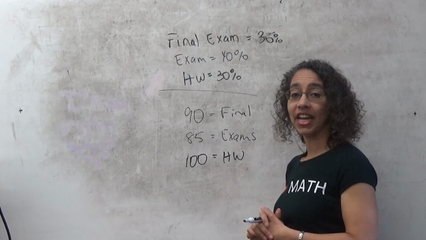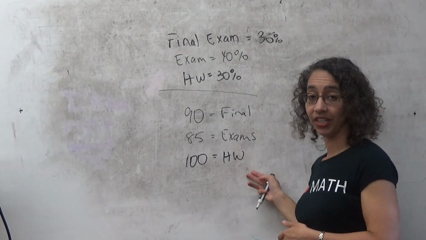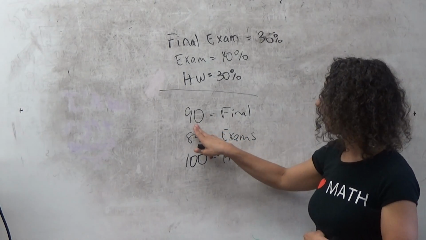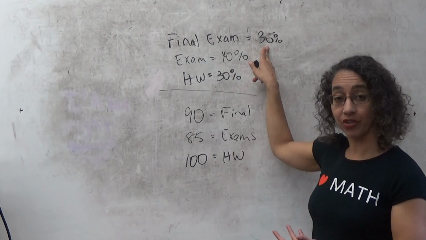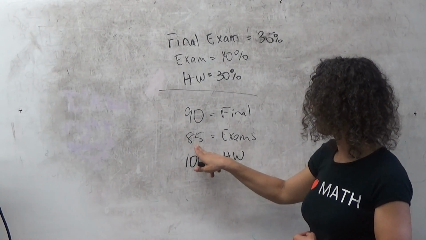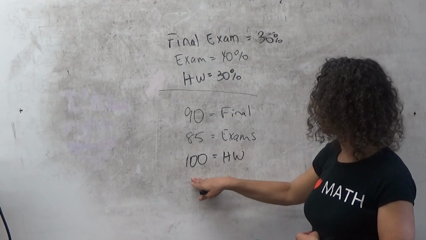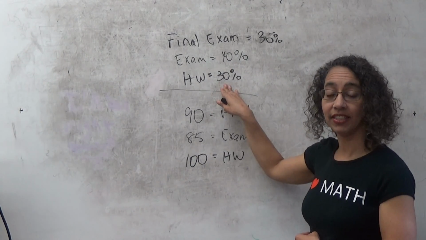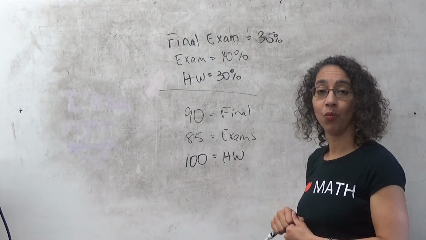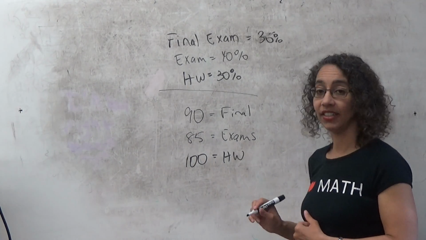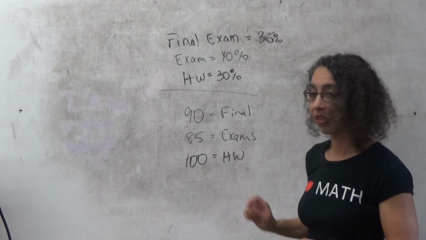So what I need to do is take the three components and do a weighted average. What I will do is take the final grade, multiply it by 30%, plus the exam grade, multiplied by 40%, and then the homework grade, multiplied by 30%. And in that case, I'll have my wonderful end of semester average. So a nice way to do that is the following.